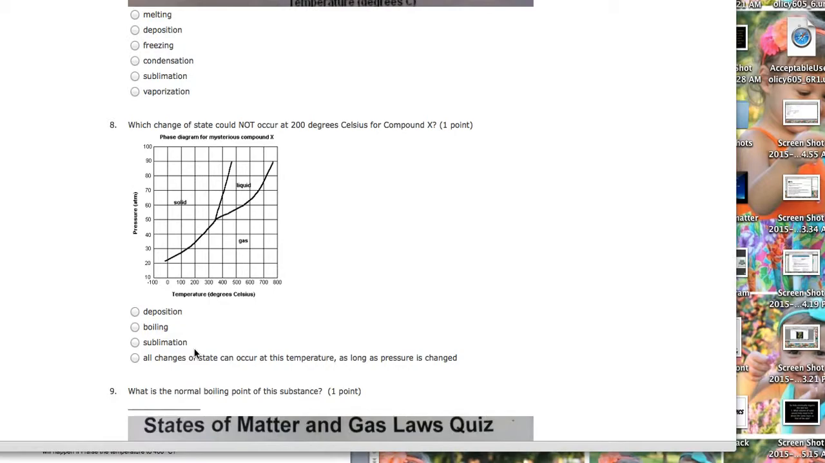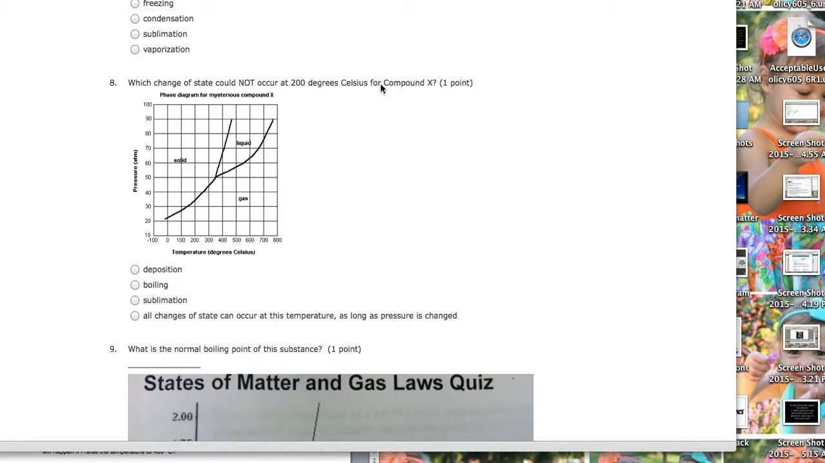Just a few questions left here. Which change of state could not occur at 200 degrees Celsius for compound X? So we're going to look at 200 degrees Celsius, okay, and see all the way up that we only have the option of these two states of matter at 200 degrees Celsius. So which change of state could not happen? Okay, no matter what we did to the pressure, we would not be able to do.